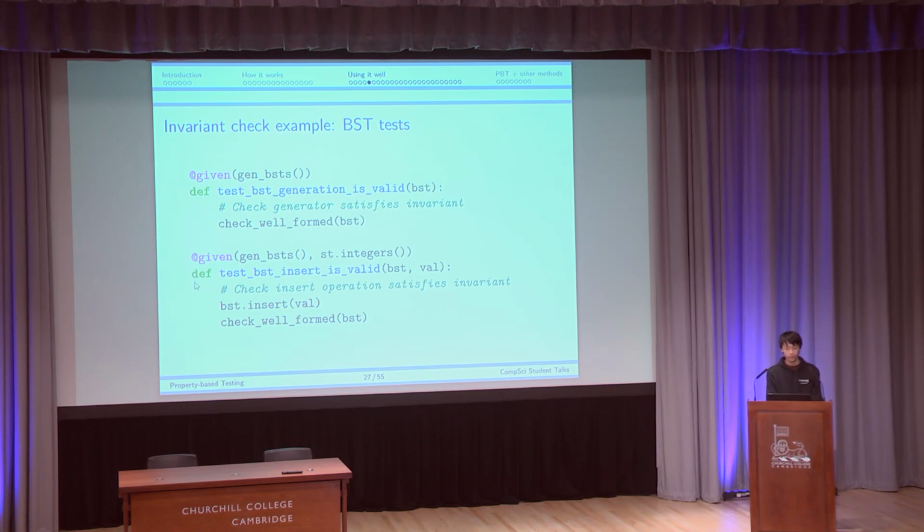Let's also have another test here, which tests the insert operation. Essentially what we're testing here is, after we insert a value into our binary search tree, is it still well formed? If the insertion preserves the well-formed property of the binary search tree, then the test passes. And we could implement one of these for every operation in our binary search tree. Okay, so that's invariant testing in a nutshell.